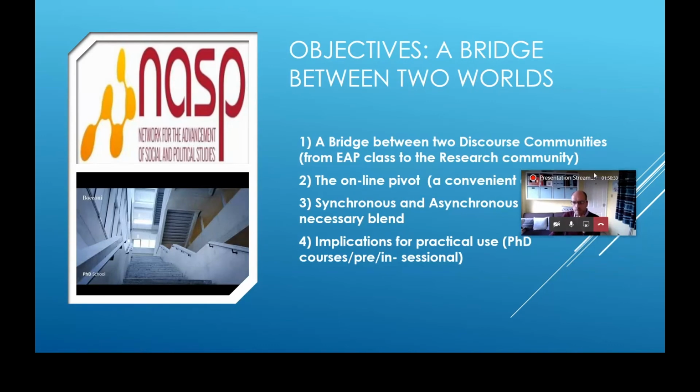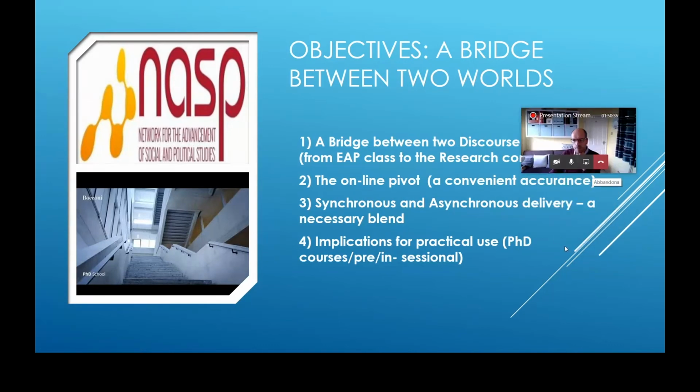And finally, what I would like to look at later on is the implications for practical use, more specifically for the PhD courses, but also maybe some suggestions for other pre or in-sessional work.